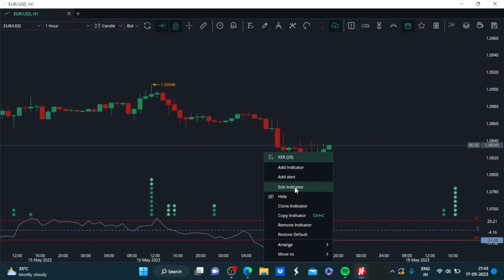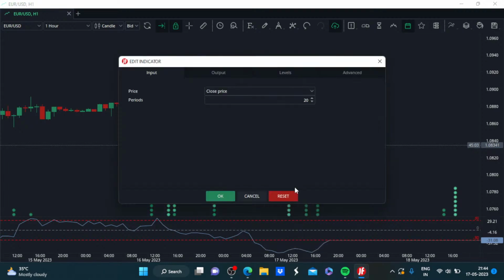If you go for the edit indicator option, you can always vary its calculation period, and along with that, you can also go for other customization, which I will explain to you once we get this customization panel up and running. Okay, here it comes. So you can go for different applied prices. You can go for close price, open price, high price, low price, median price, typical price, weighted close price. All these possibilities are there.